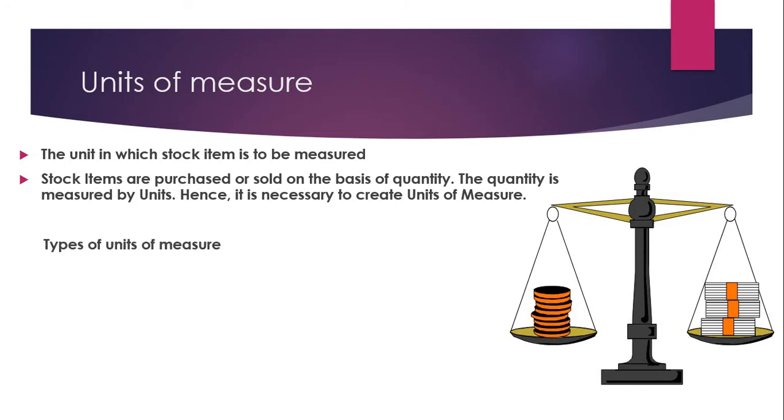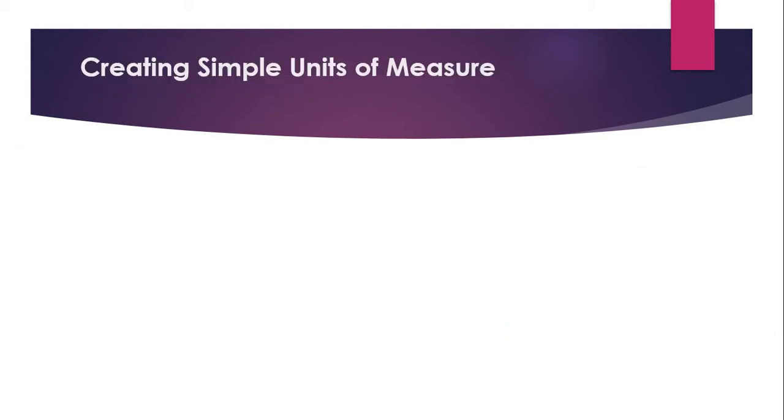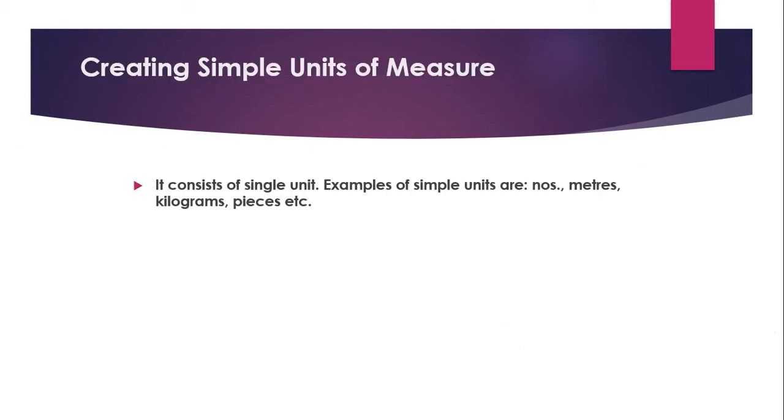In Tally, there are two types of units of measures: simple unit and compound unit. Simple unit consists of single unit. Examples of simple units are numbers, meters, kilograms, pieces, etc.